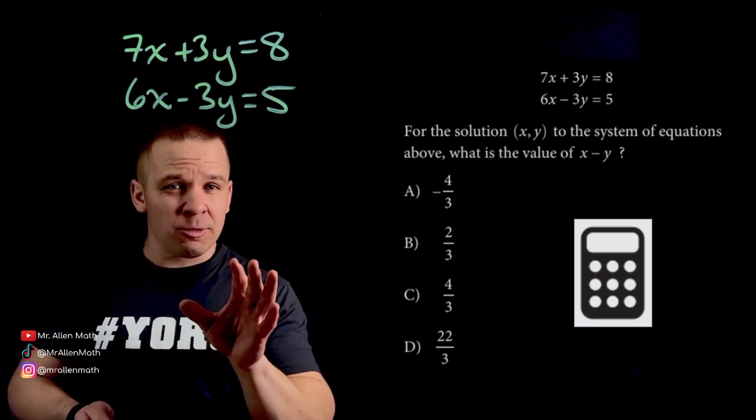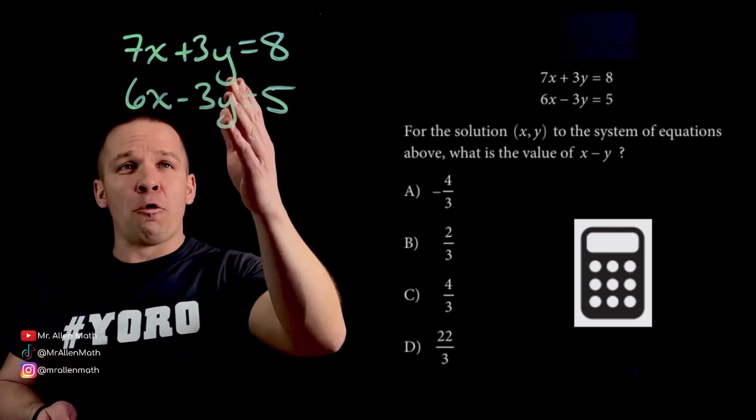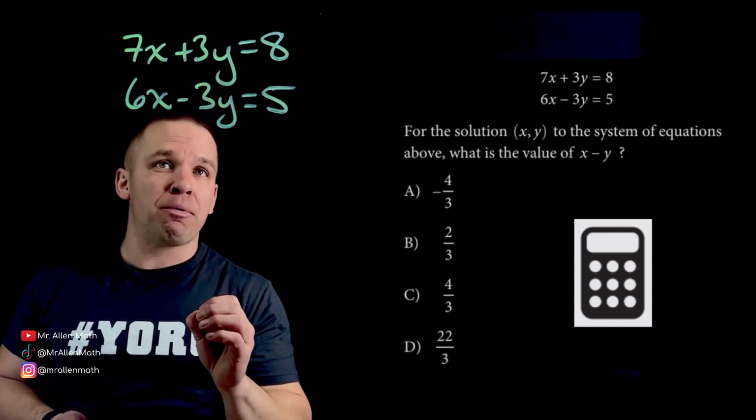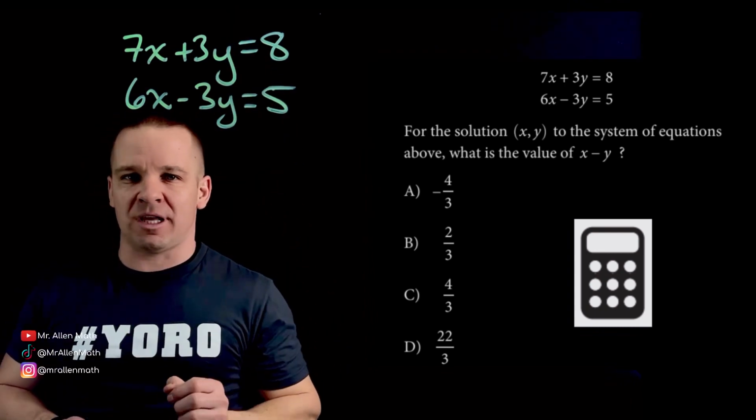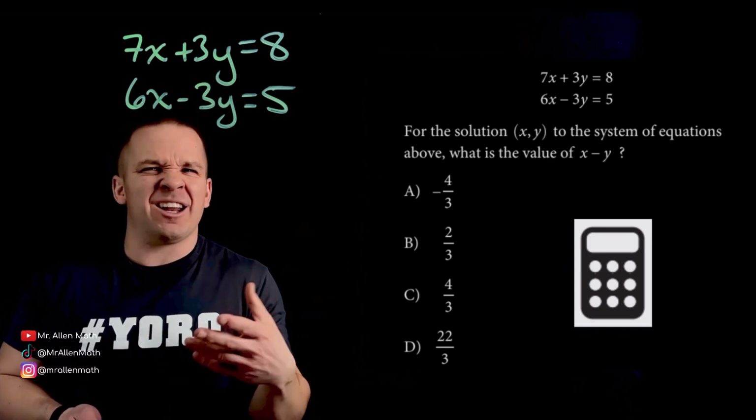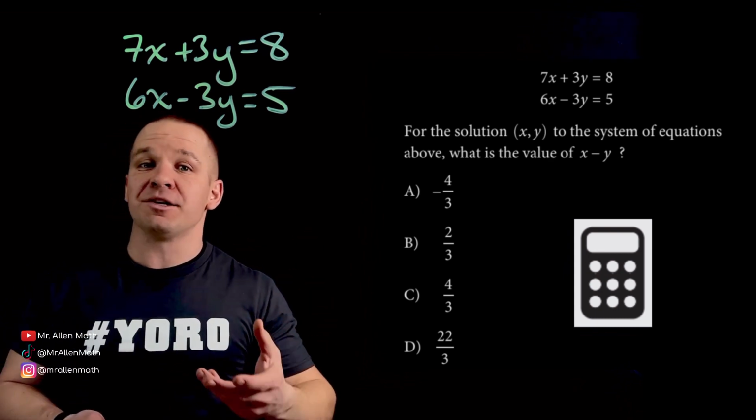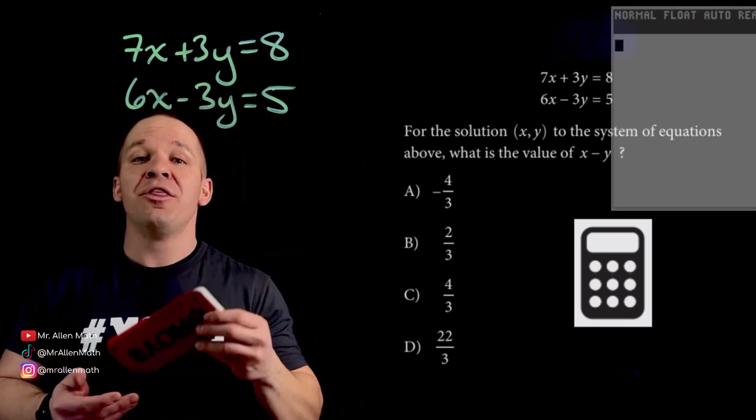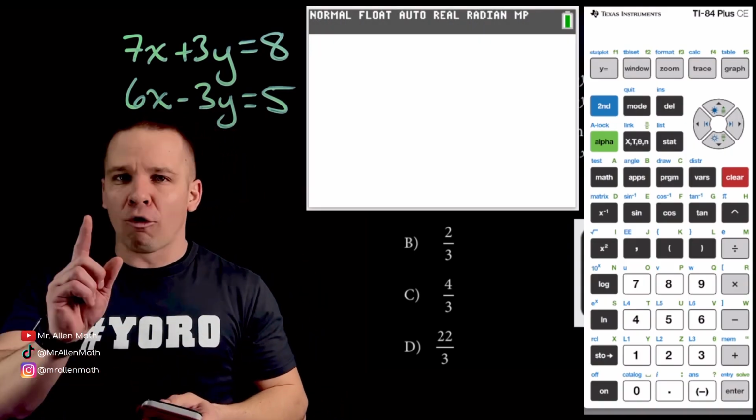All right, so this one is actually set up very nicely for an elimination method style problem, right? Cancel out those y's and I'm just left with x's. But let's just say it wasn't set up so nicely, right? You got to do a little more work, or you just forgot how to solve a system of equations. There is an app in your TI-84 Plus graphing calculator.